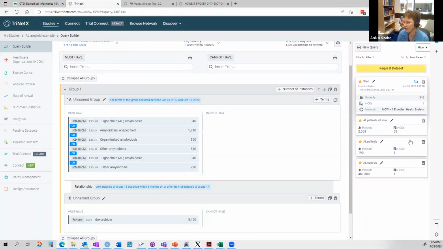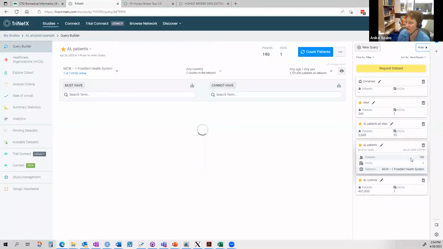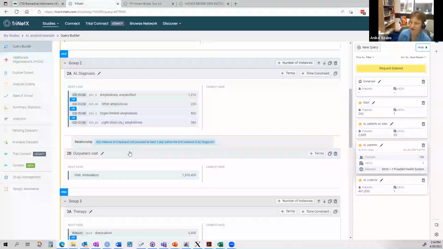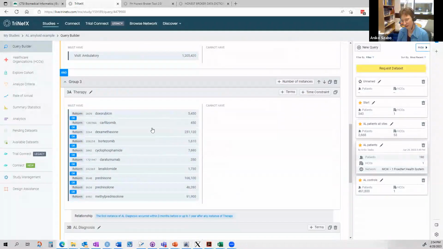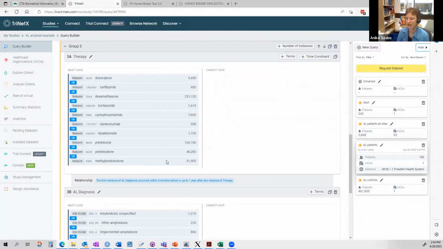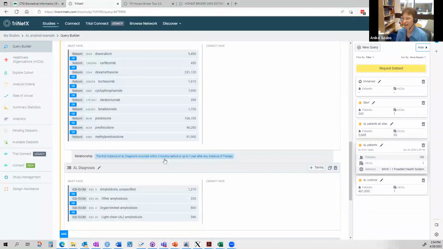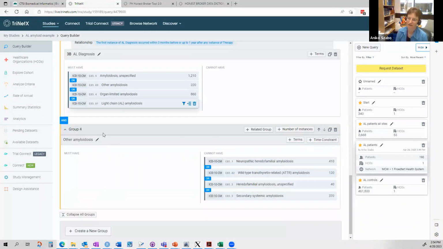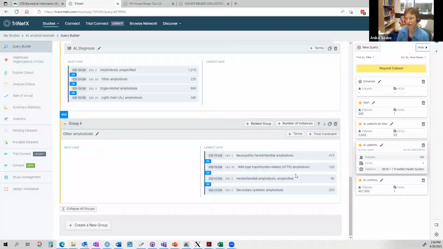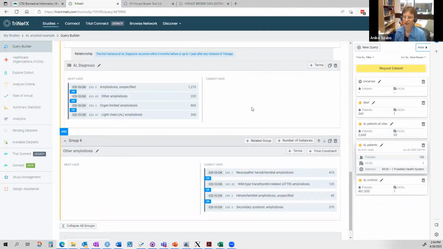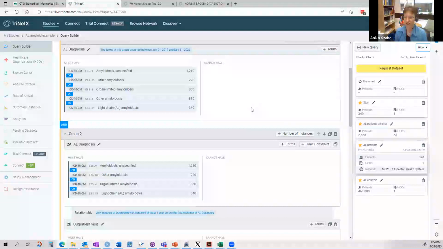So I actually created a cohort. This saves the cohorts along the way. I created a cohort where they have to have an ambulatory visit at least 1 year before to have a history. And then they have one of these many chemotherapies within up to 1 year. And then maybe this is an exclusion criterion, and they should not have any of the other conditions. So you can create fairly complicated logic here.